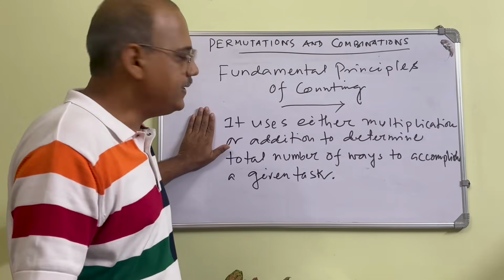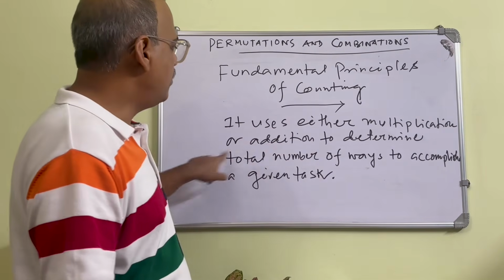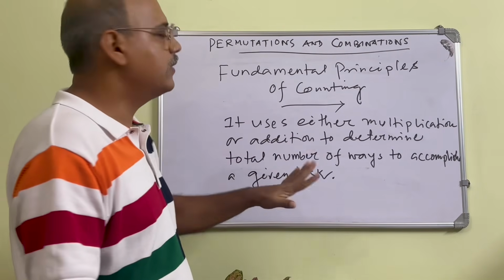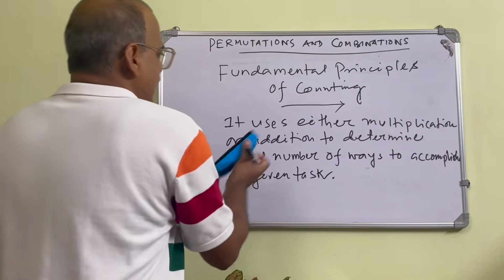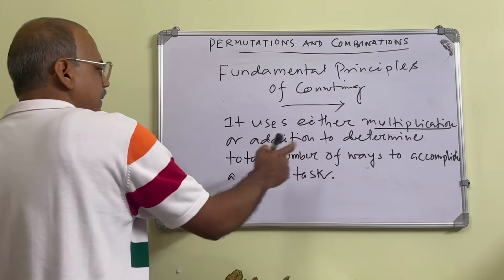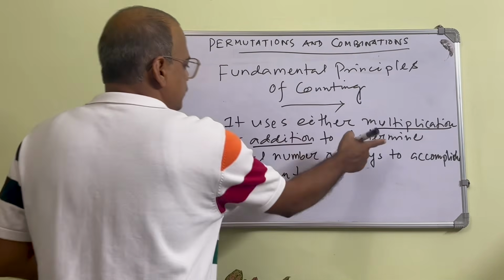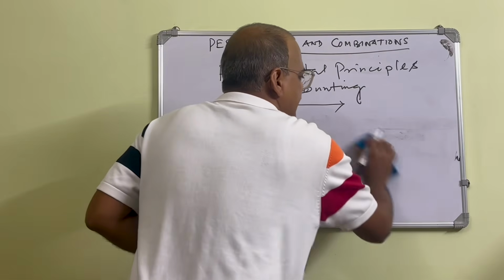What exactly is it? It uses 2 operations, either multiplications or addition, to determine the number of ways to accomplish a task. So as I said, it's fine to note here, it uses either multiplications or additions to determine the number of ways. So what's the principle of addition?